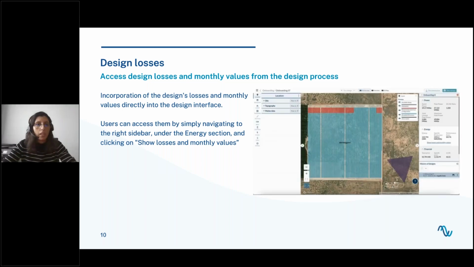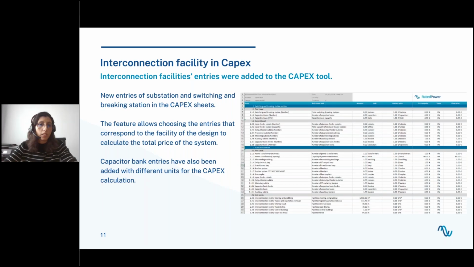After that, we launched the interconnection facility in Capex. This is something that has been requested by many of you, and we have included the new entries of both substation and switching breaker station in the Capex tool, or the Capex sheet. So now you can create the sheets in the Capex tool and include all the entries related to substations, such as the power transformer, the input bay, the output bay, the bus bars, the MV switchgears, and also for the switching and breaking station.